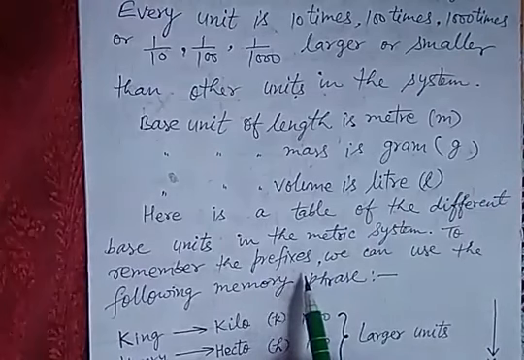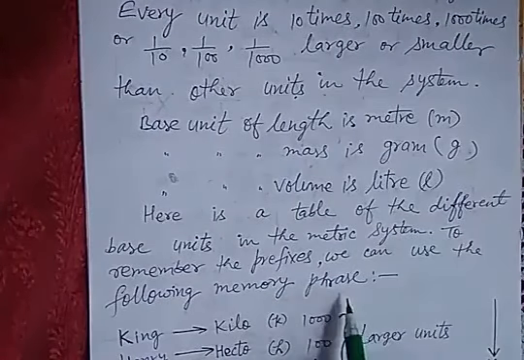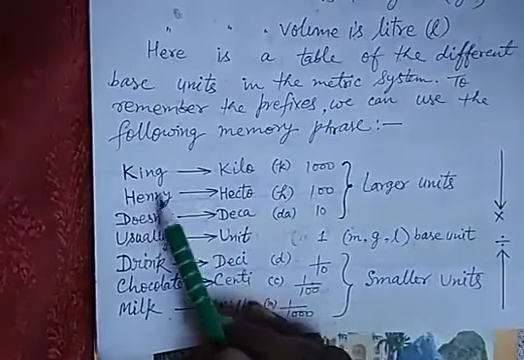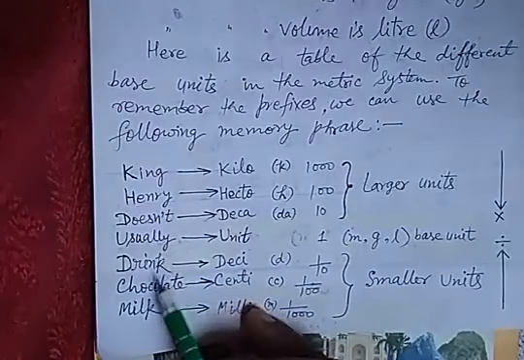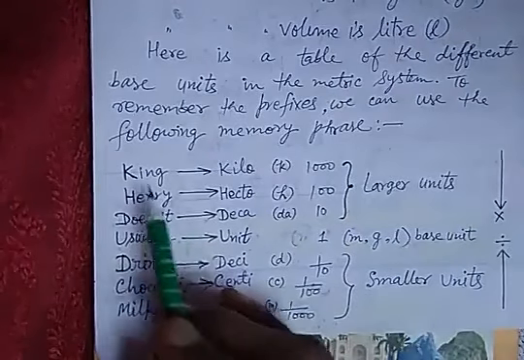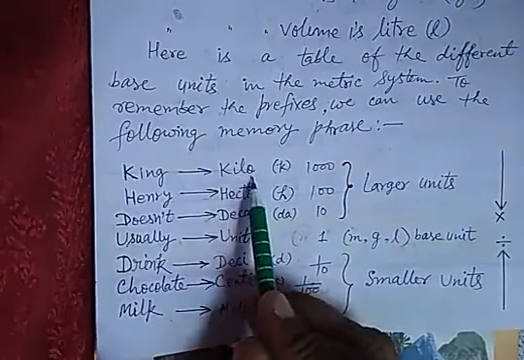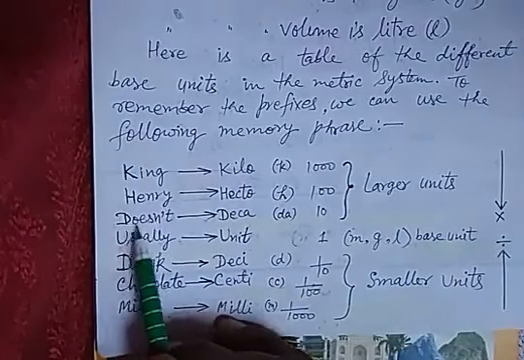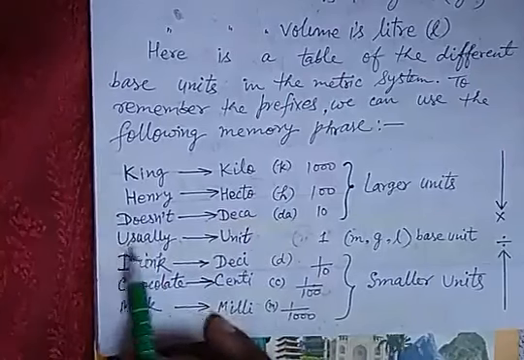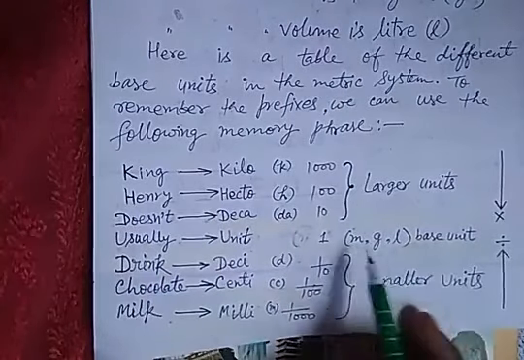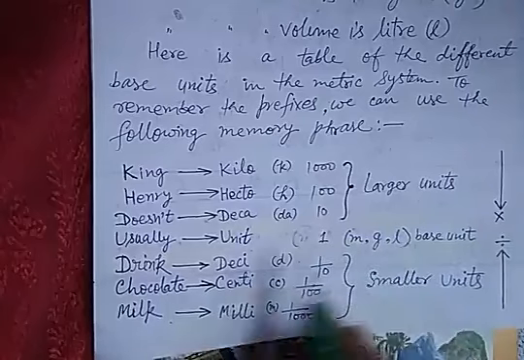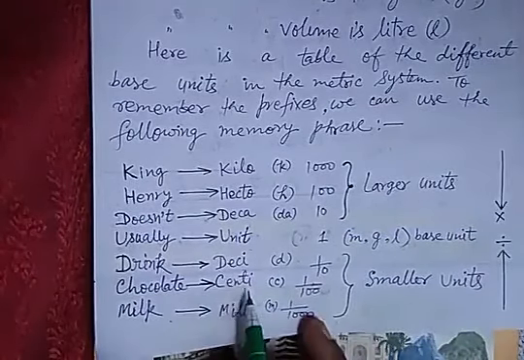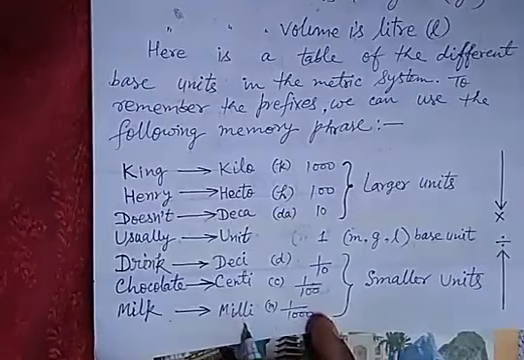To remember the prefixes, we can use the following memory phrase: King Henry does not usually drink chocolate milk. Here, K for kilo, H for hecto, D for deca, U for unit, meaning the base unit, meter or gram or liter, D for deci, C for centi, and M for milli.